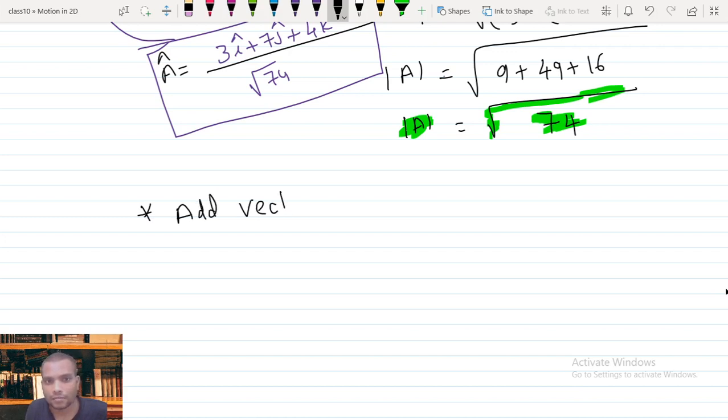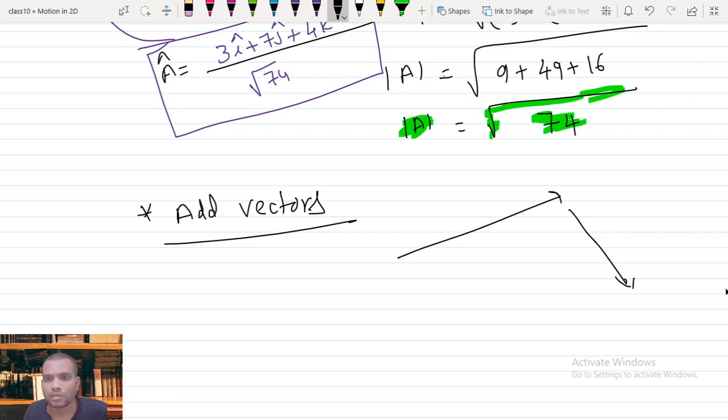Add vectors, three-dimensional vectors. We added vectors in terms of arrow marks, these to these, and finally we got this vector. But in equations, how will we add? Let us take an example first.